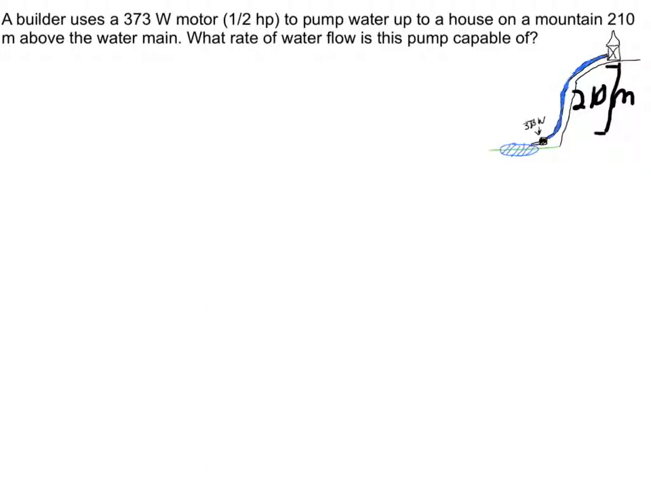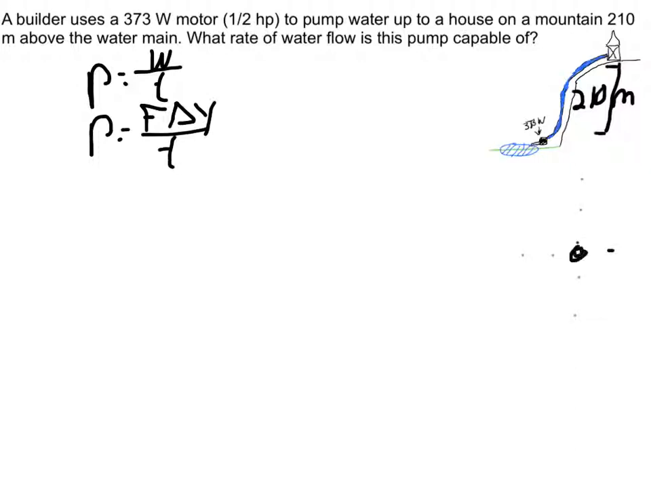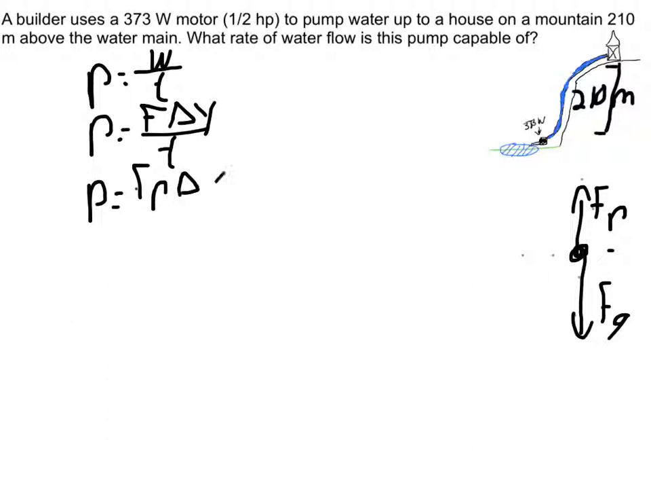So we're pumping it up 210 meters above the water main. What is the rate of water flow that this pump is capable of doing? All right, so power is work divided by time. And work is force times displacement. And that force here, if we did a quick free body diagram, I've got force of the pump going up and force of gravity going down. And so this force is the force of the pump that we're trying to push up.